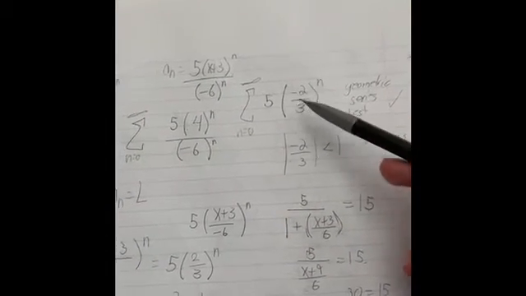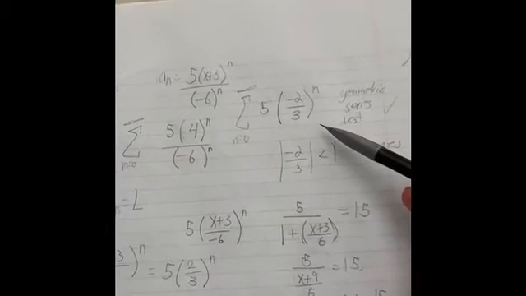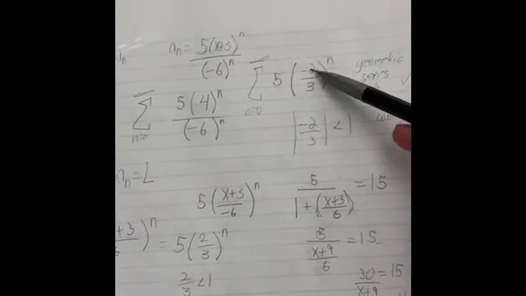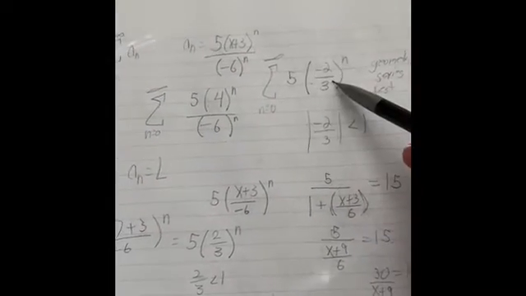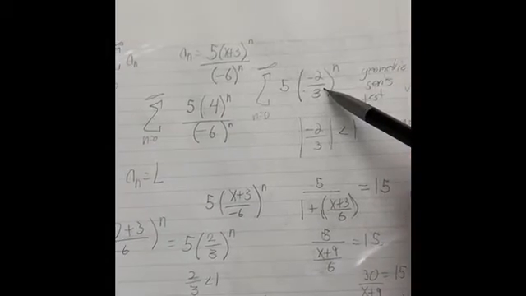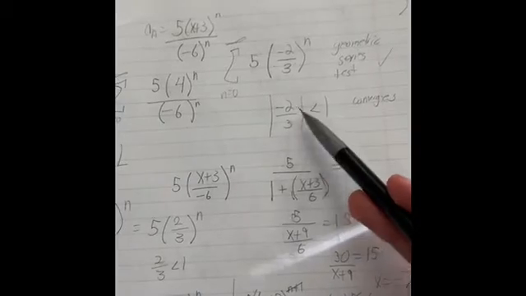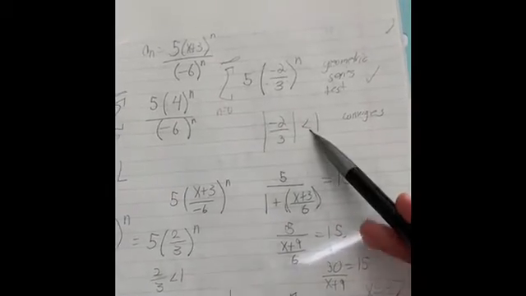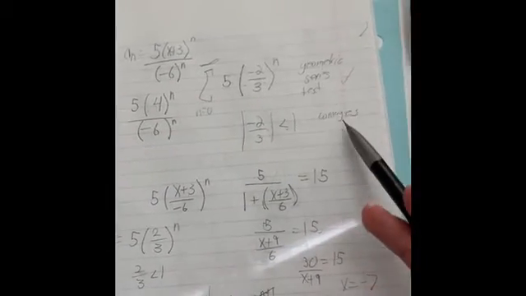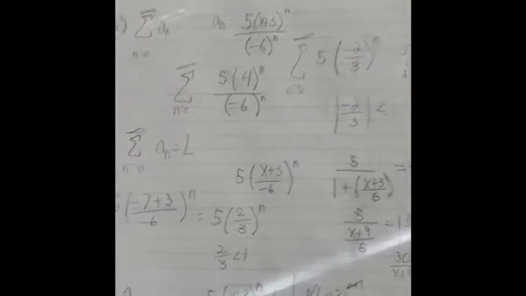And then if you do the geometric series test, you know that if the absolute value of the ratio in the geometric series test is below 1, then it converges. And as you can see, the absolute value of negative 2/3 is in fact less than 1, so by the geometric series test this converges.